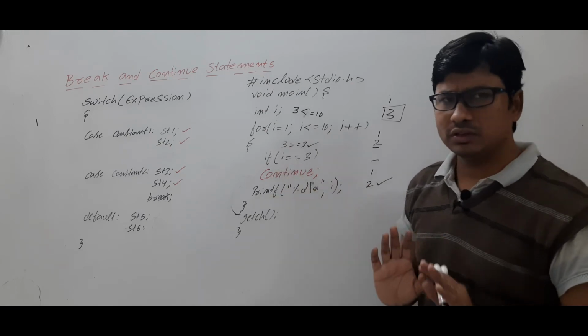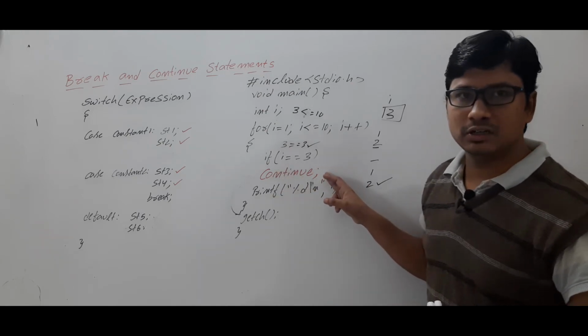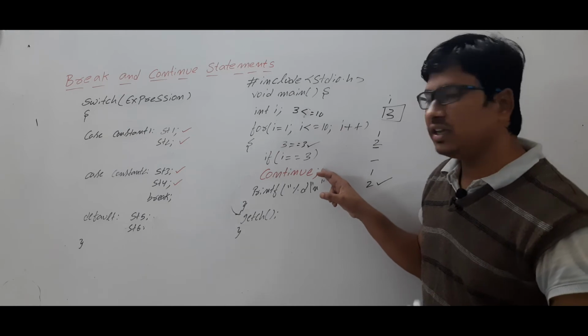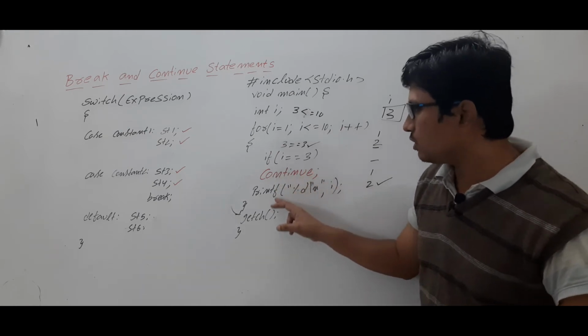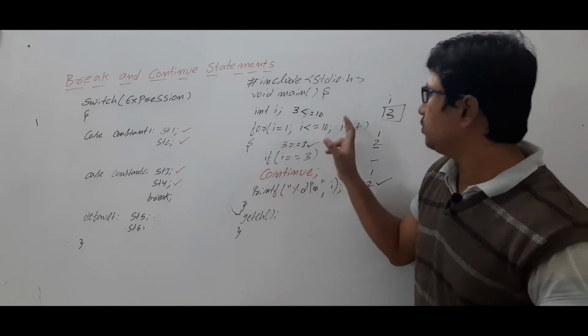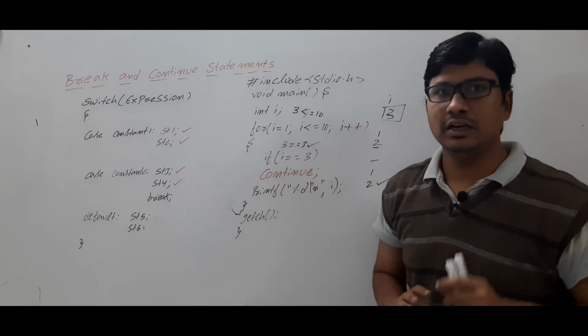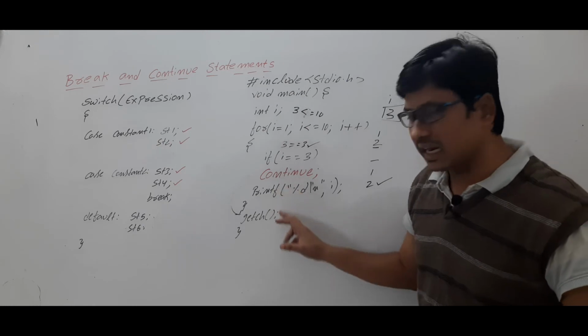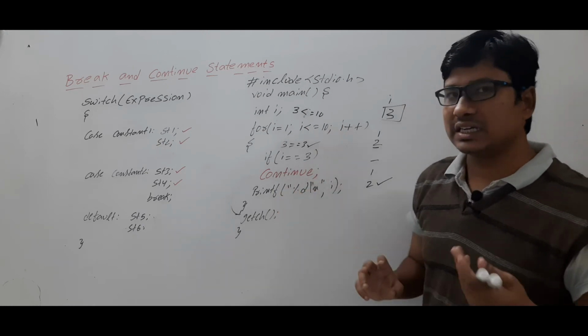So 3 is equal to 3. So you need to execute this continue statement. If there is a continue statement, after the continue statement, whatever statements are there, you will skip them. Directly you will go for the update section. That is the meaning of that one. It will skip the current iteration and go for the next iteration.